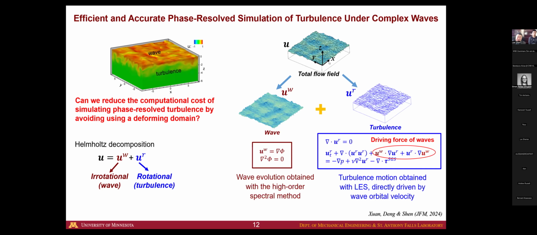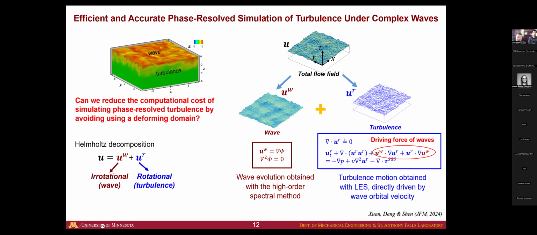Then, for the velocity field, we decompose it into the wave part and the rotational part. The wave part we know can be solved by potential flow or Eulerian flow. And then, for the rotational part, if we put this decomposition into the governing equation, for the nonlinear terms there are cross terms. That is where Reynolds stress comes from. That is where all of the interesting things in fluid mechanics come from.